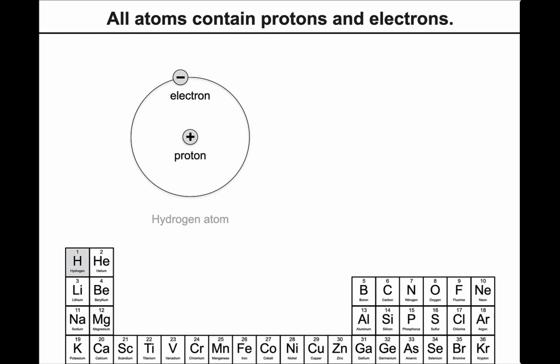Hydrogen atoms contain a proton, and they also usually contain one electron. That electron orbits the proton. And the area where we find the electron is the shell. Here's another atom for reference. We have a helium atom. What's the difference between the helium atom and the hydrogen atom? Well, the helium atom, of course, has two protons, and it has two electrons in this case. It also has a shell.